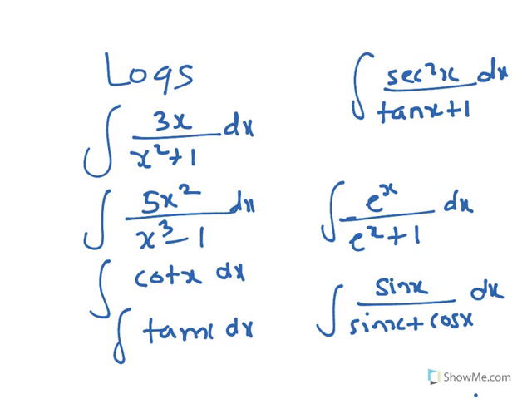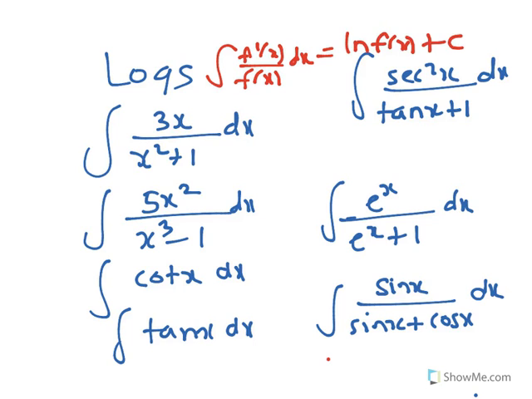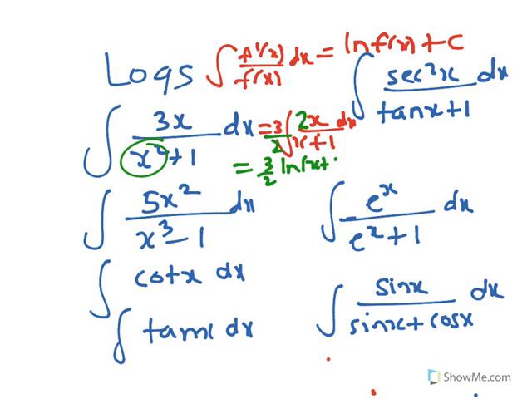Alright, so with integration of logs, if you've got f dash x on f of x dx, that's just going to be ln of f of x plus c. Now, when you integrate that, the 3 can come out the front. The derivative of x squared is 2x, so it needs to be 2. So it's 3 on 2 ln x squared plus 1 plus c.